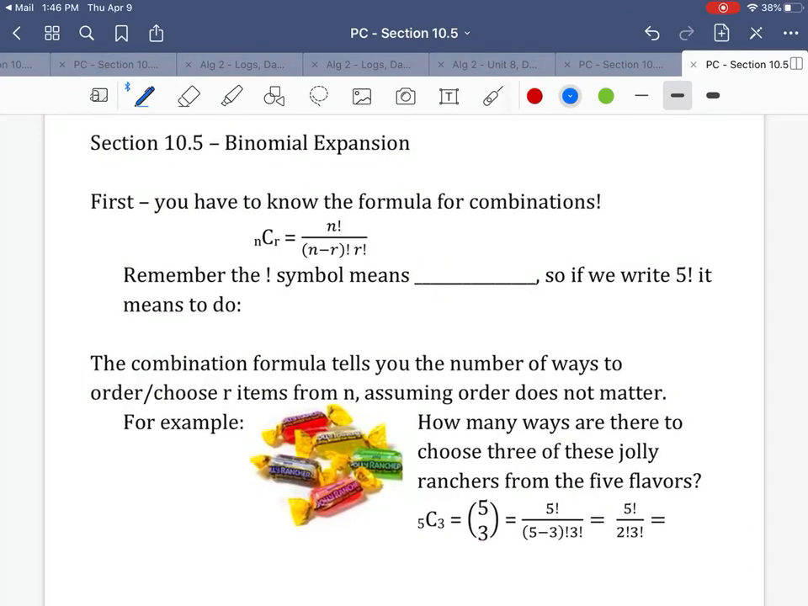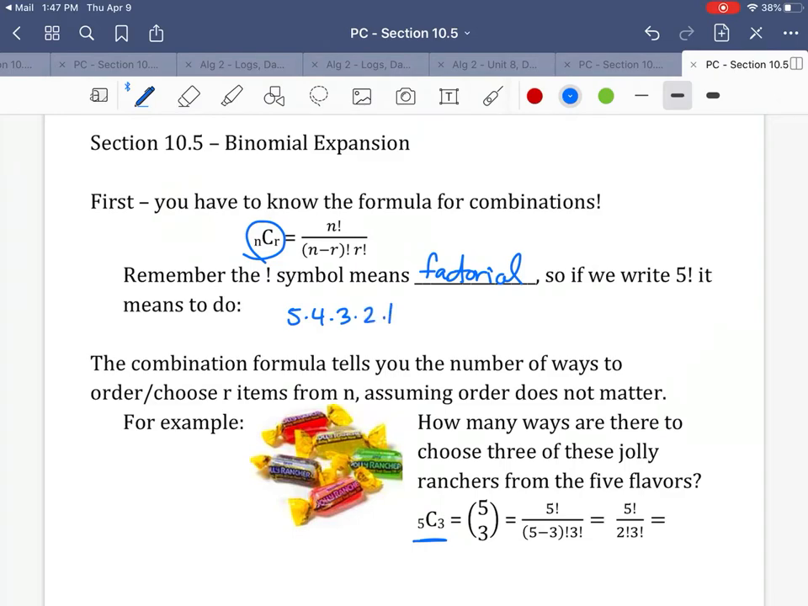Anyway, so binomial expansion. First you have to remember from Algebra 2 the formula for combinations. So remember when somebody writes n choose r, so if somebody wrote 5 choose 3, what we're going to do is n factorial over n minus r factorial over r factorial. Remember that the exclamation point means factorial.